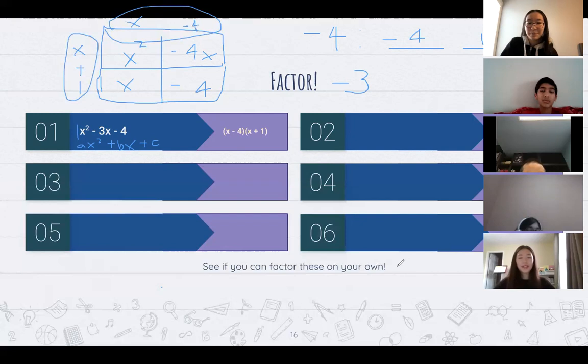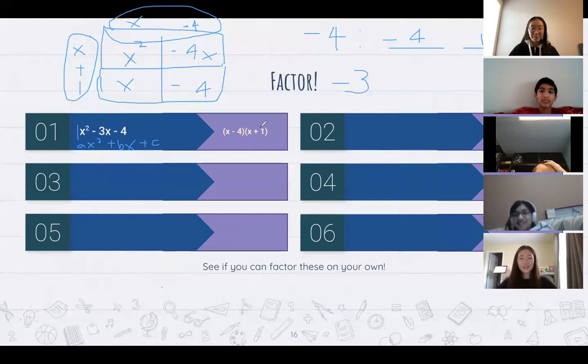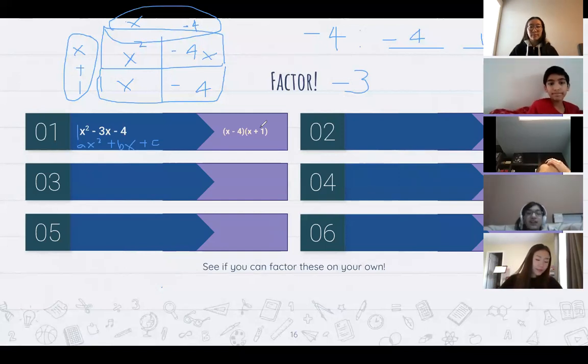So multiplying, it doesn't matter because of that property I forgot the name of. The commutative property. Yeah. 2 times 3 is 6, and then 3 times 2 is also 6. So with multiplication, it doesn't matter. So x plus 1 times x minus 4 is also the correct answer, so you can put the answer either way.